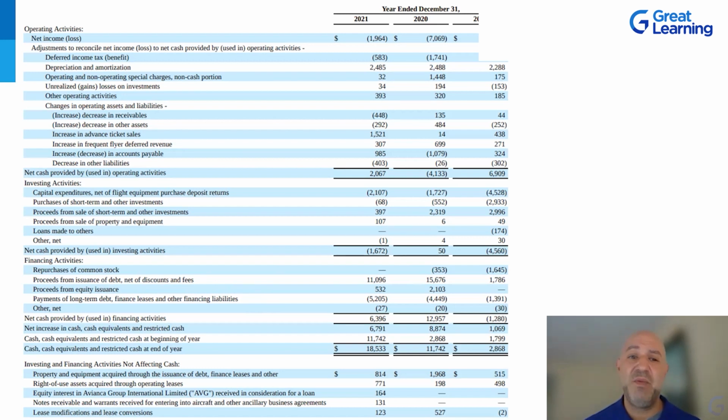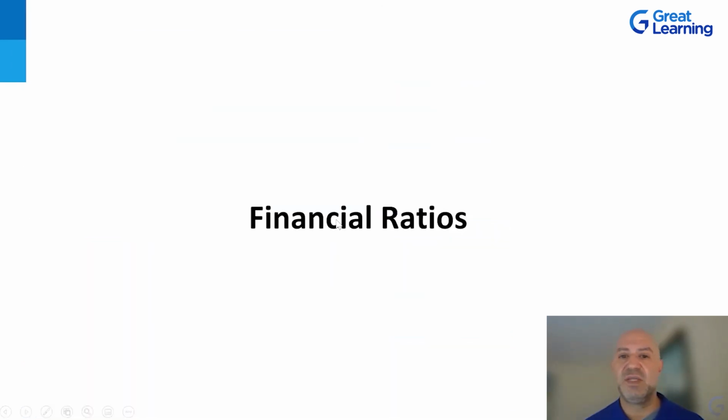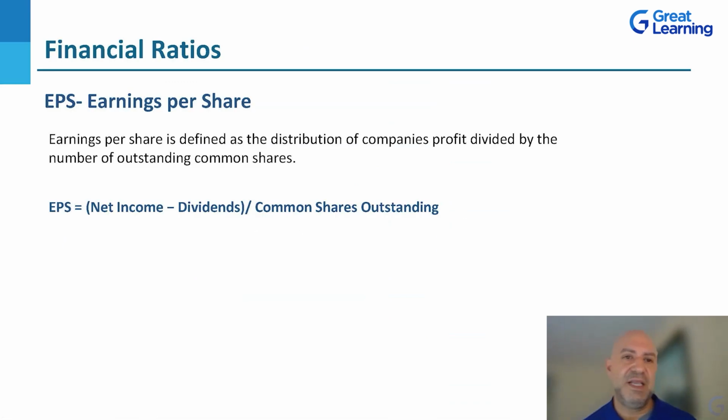Investors want to see this, that they want to put their money to work in your organization. They want to look at the overall health, the financial ratios. So, for example, the first one, earnings per share.